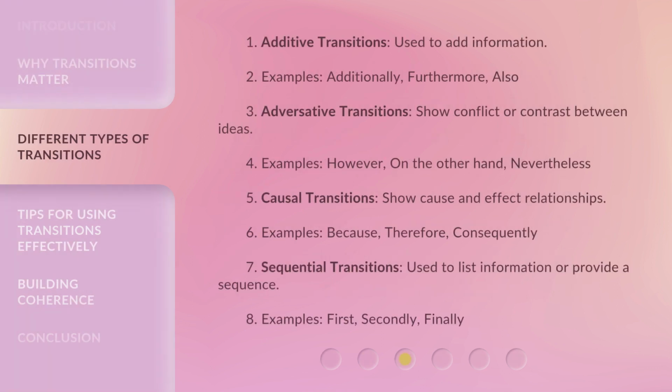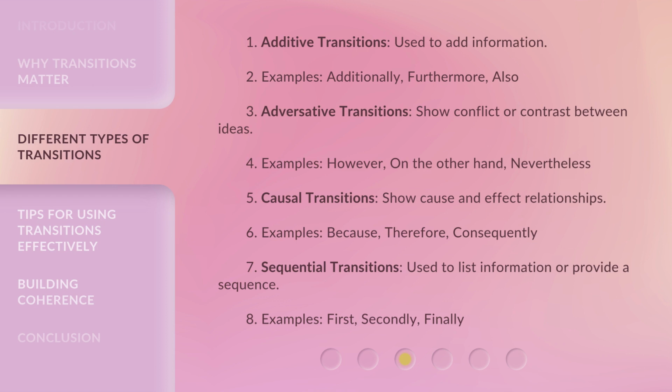1. Additive transitions, used to add information. 2. Examples: additionally, furthermore, also. 3. Adversative transitions, show conflict or contrast between ideas. 4. Examples: however, on the other hand, nevertheless.